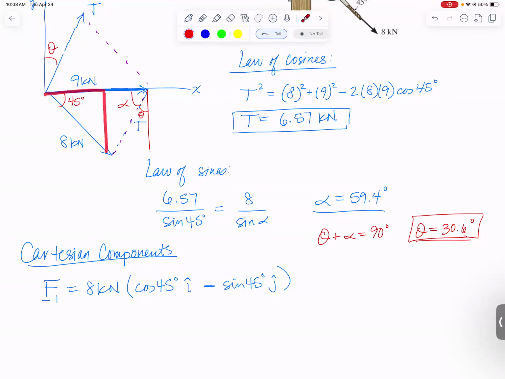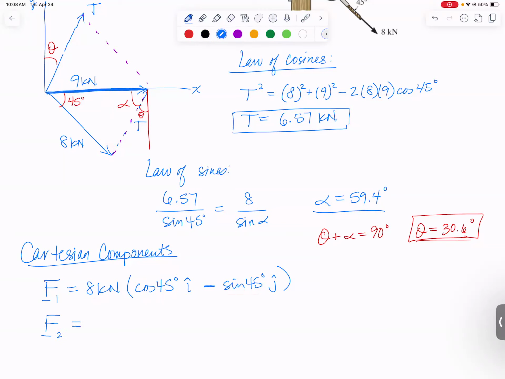Here's my triangle. There's my 45. SOHCAHTOA tells me that sine is the side that's opposite the 45 and cosine is the side that is adjacent. So I take 8 kilonewtons times cosine 45, I'm getting that side, and 8 kilonewtons times sine 45, I'm getting this side, which is pointing downward. Let's do F2.